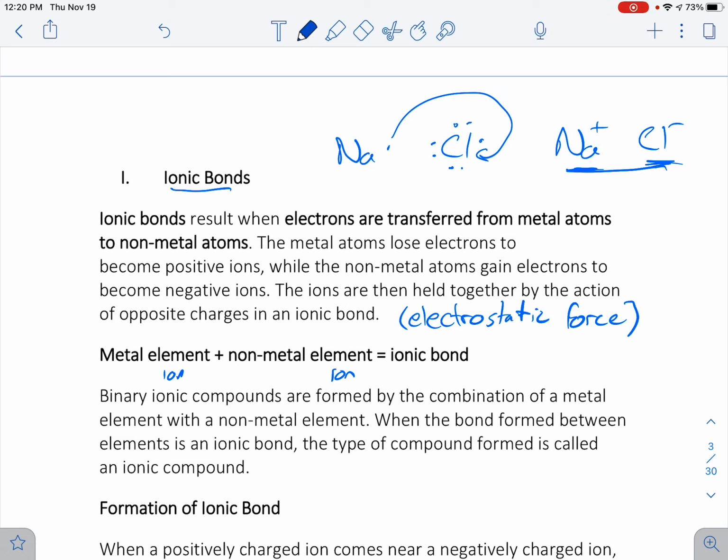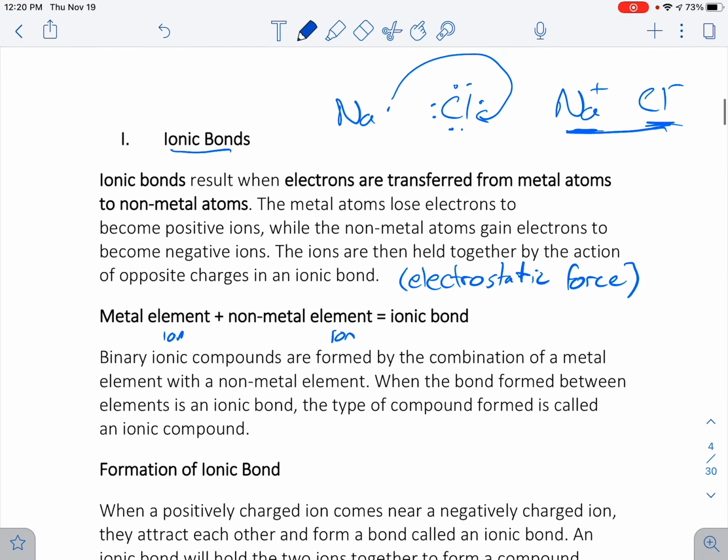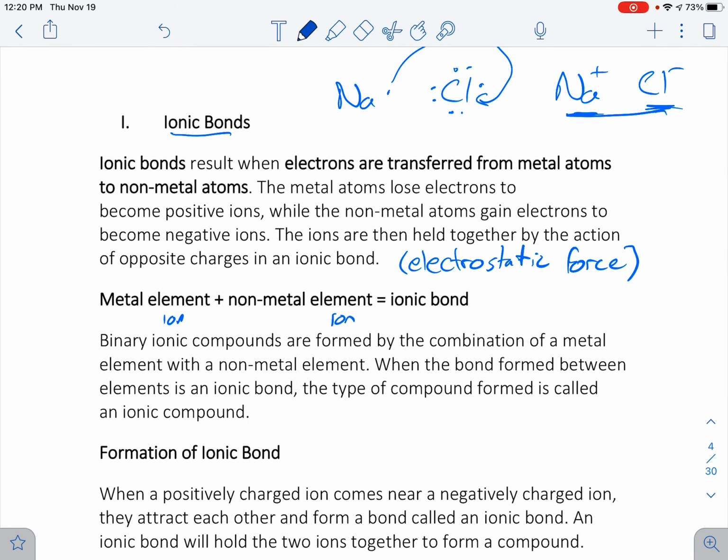Binary ionic compounds are formed by the combination of a metal element and a non-metal element. When the bond formed between elements is an ionic bond, the type of compound is called an ionic compound. What about that, eh? Ionic bonds form ionic compounds. Ionic compounds are generally known as salts. So salt is just a general or common name for ionic compounds.